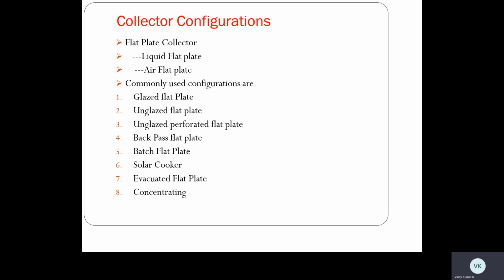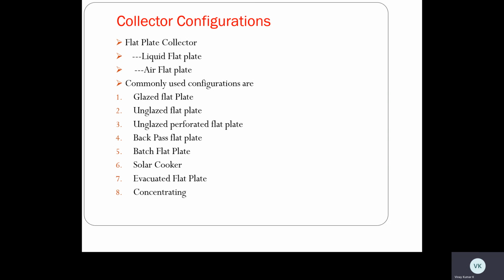collectors, batch plate solar thermal collectors, solar cookers, then evacuated. Normally evacuated means vacuum tubes. Evacuation means there will be absence of air. The absence of air is called a vacuum. So the evacuated flat plate solar thermal collectors are also there. Concentrating type of flat plate collectors are also there.